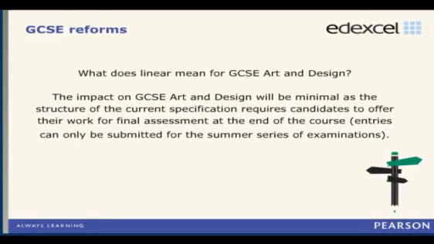So to all intents and purposes, the current GCSE Art and Design specification is a linear specification, insofar as the 2 units that combine to make up the full GCSE qualification, which we'll look at in a moment, can only be examined in the summer series, that is to say at the end of the course. There isn't an option in GCSE Art and Design to enter for Unit 1 or Unit 2 in a winter series of examinations, because we don't have a winter series of examinations in GCSE Art and Design. Generally, it's true to say that the impact of the reforms on GCSE Art and Design will be minimal.